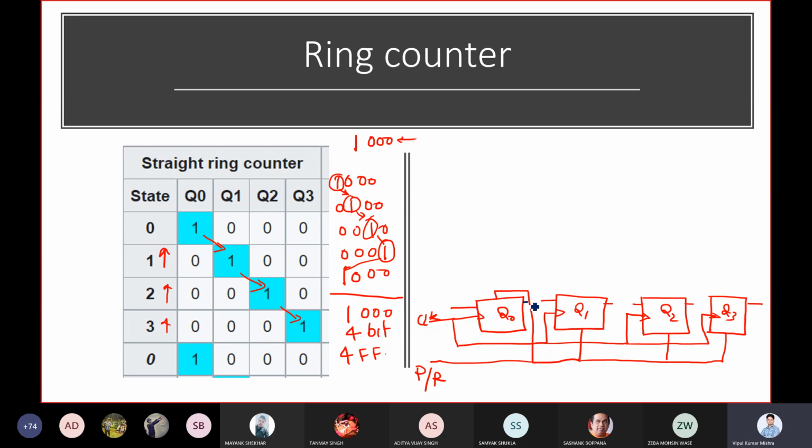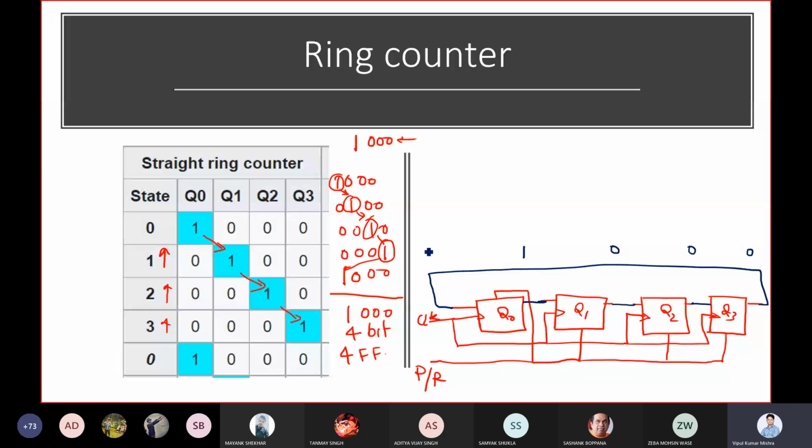Can we connect this output with this input, this output with this input, this output with this input, and this output I want to connect back as this input? Now let's think. Initially this will be 1, this will be 0, this will be 0, this will be 0, because 3 are in the reset and 1 is in the preset.